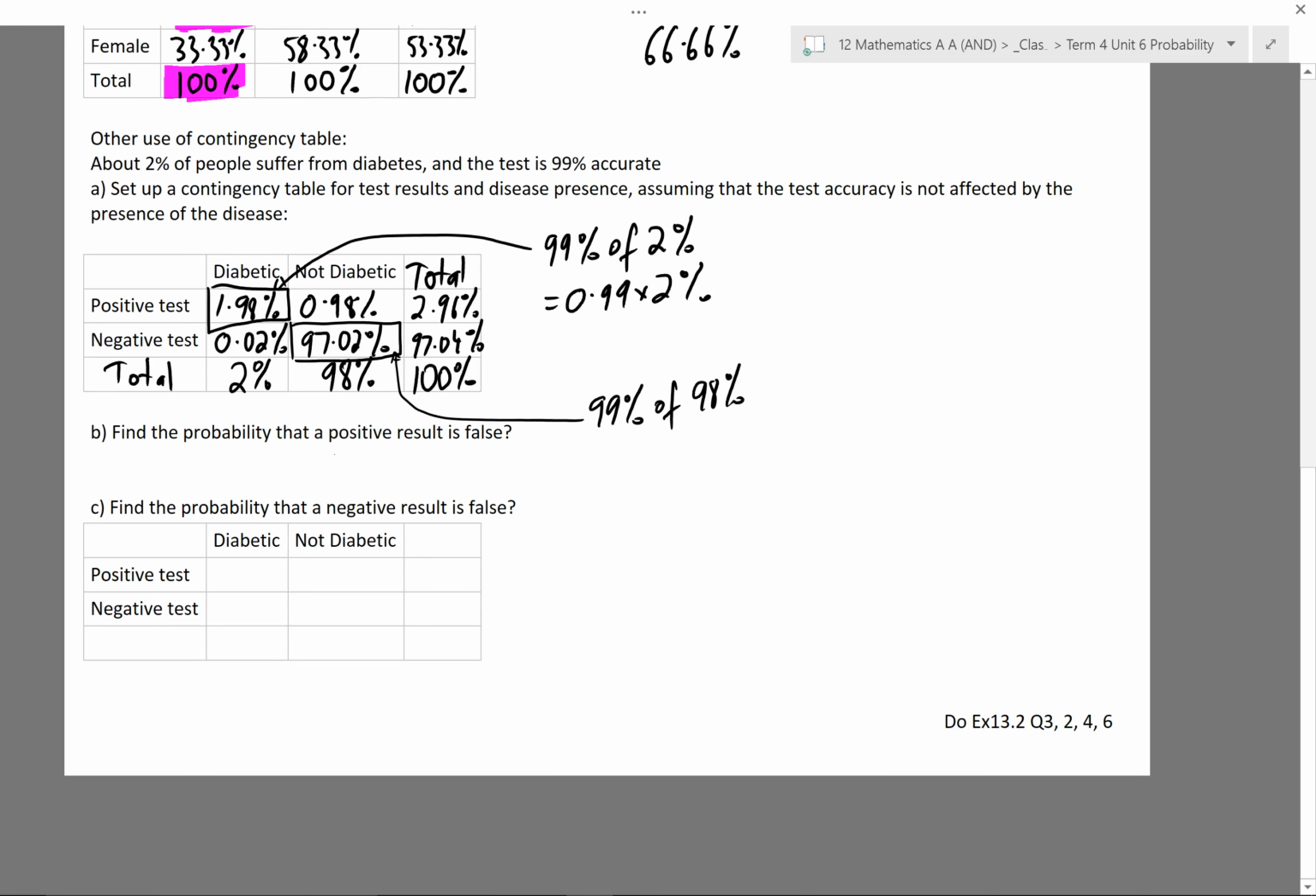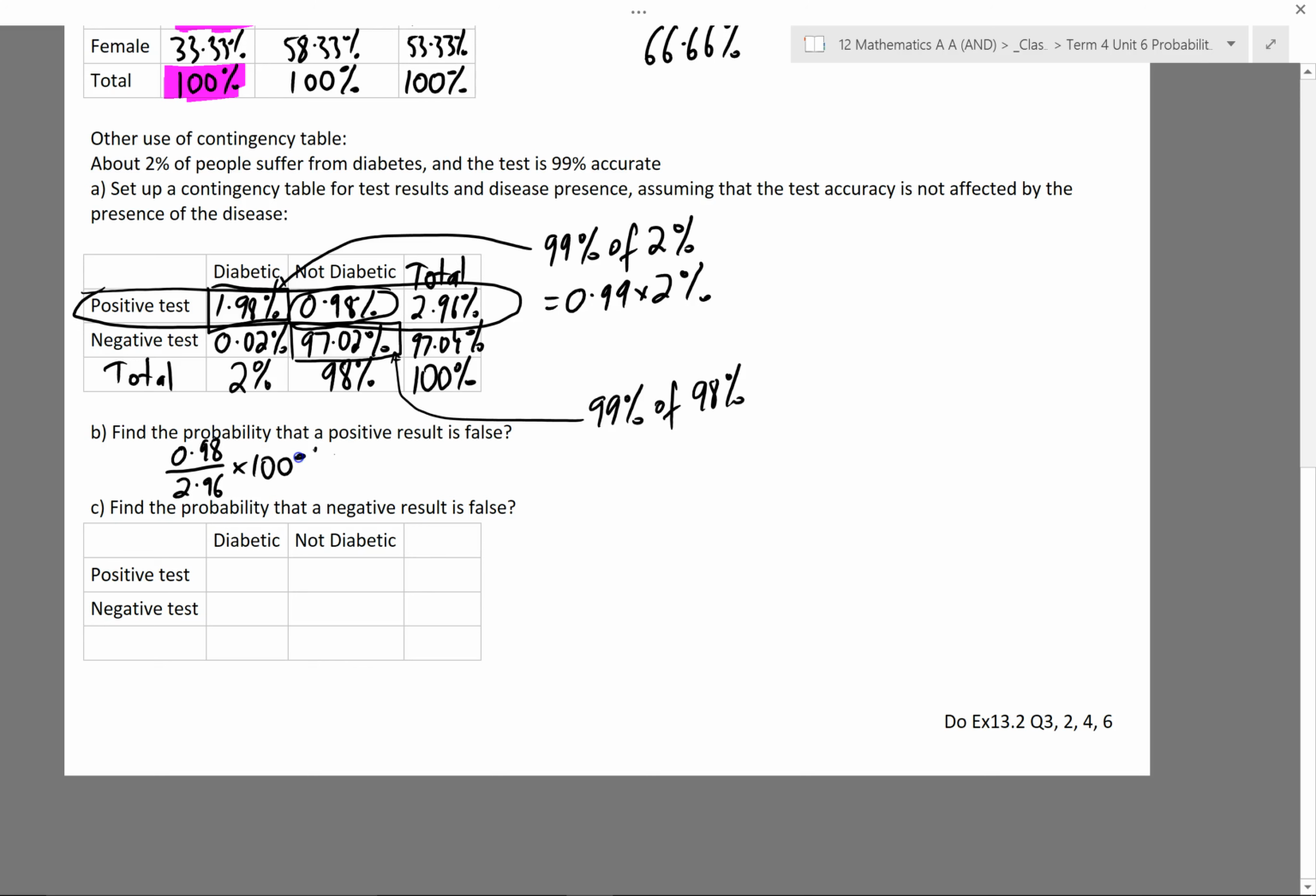So let's have a look at part B and part C. Find the probability that a positive result is false. Okay, well, let's have a look at all these positive results. So I'm focusing just on that row in the table. So my total is the 2.96% of the population who get told they have diabetes. The probability that it's false is that they're being told the wrong thing. Okay, so that would be the people, the 0.98%, who are told they have diabetes when they actually don't.